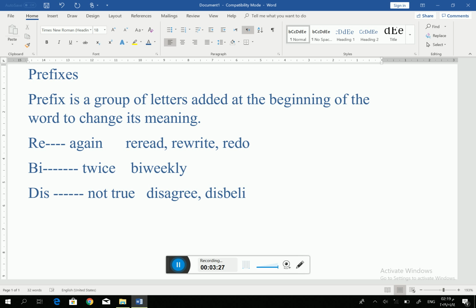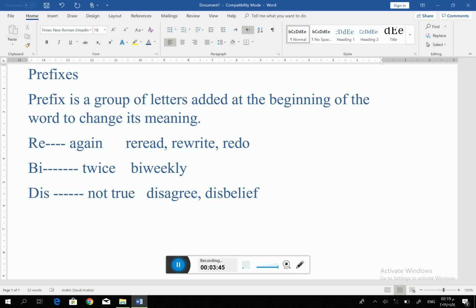Disbelief. When you say disbelief, this means you do not believe. You believe or do not believe. So you can say disbelief. Disbelief means I do not believe.